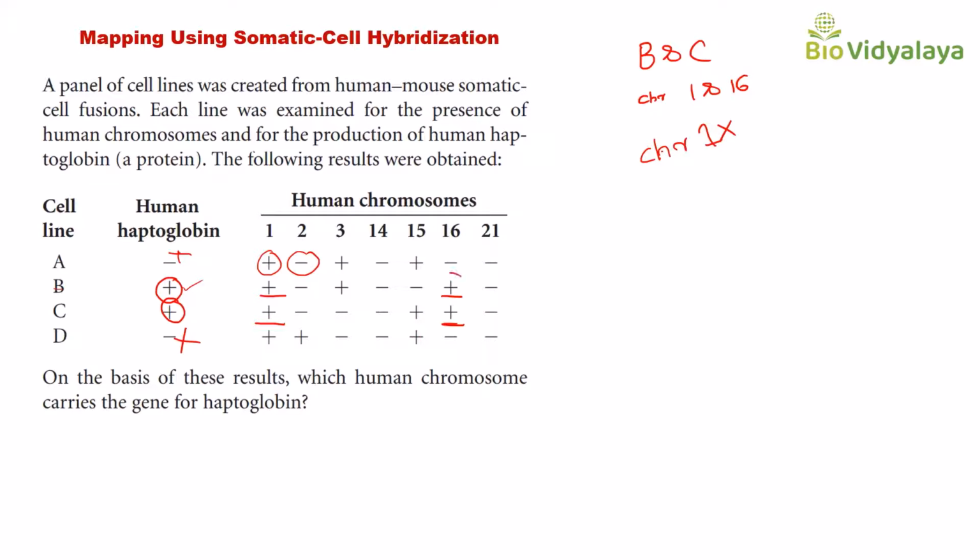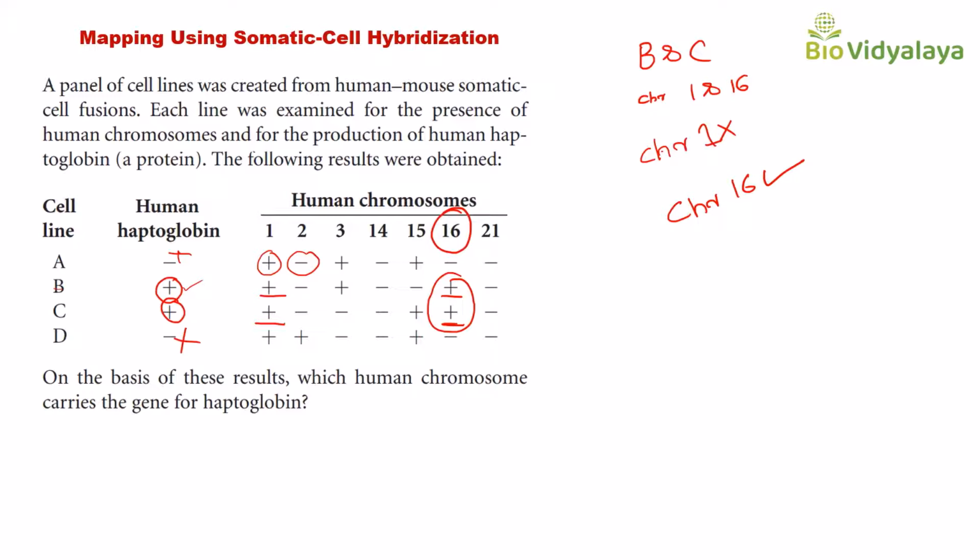Chromosome 16 is found in B and C. So, chromosome 16 is present only in cell lines B and C, and B and C are producing haptoglobin. So, the gene for haptoglobin is present in chromosome 16. So, the correct answer is chromosome 16.